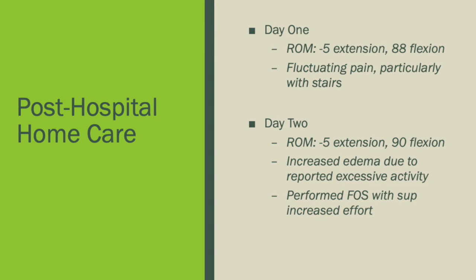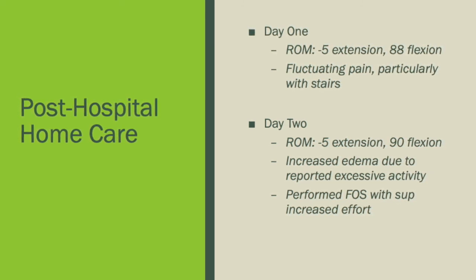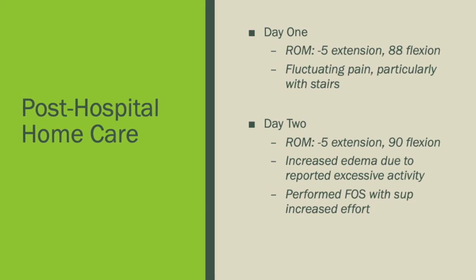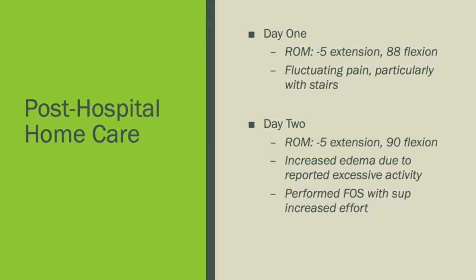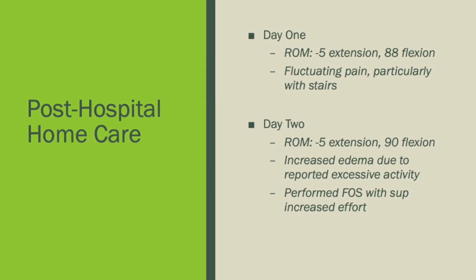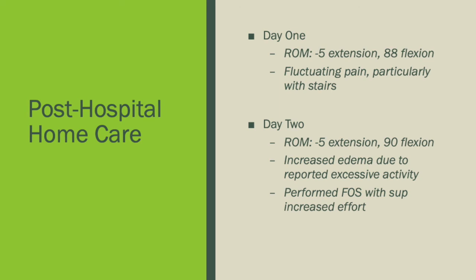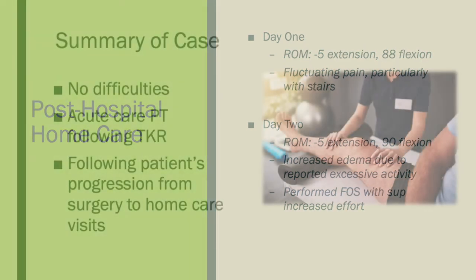Despite his excellent and consistent range of motion in the hospital, this is the normal response. Range of motion tends to fluctuate greatly depending on any activity done that day. On the second home PT visit, range of motion was measured at -5 degrees of extension and 90 degrees of flexion. There was increased edema in his knee due to reported excessive activity.